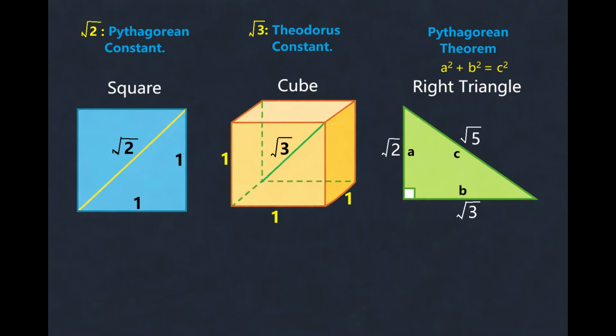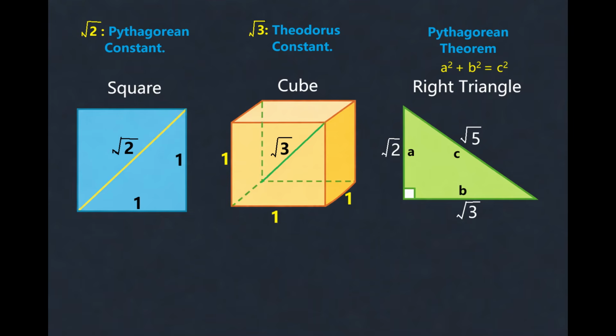Finally, look at the right triangle on the right. Its legs have length square root 2 and square root 3. Once again, the Pythagorean theorem applies. The square of the square root of 2 plus the square of the square root of 3 equals 2 plus 3, which is equal to 5. So the hypotenuse has length square root of 5. This is not accidental. What you're seeing is a chain of necessity.